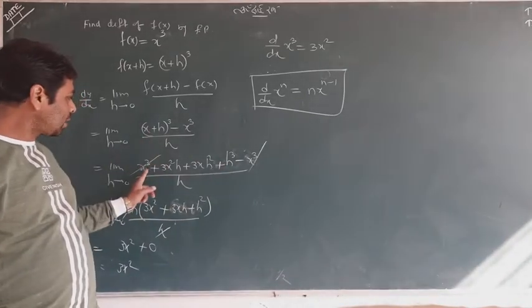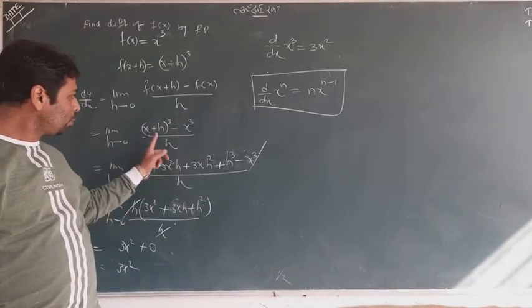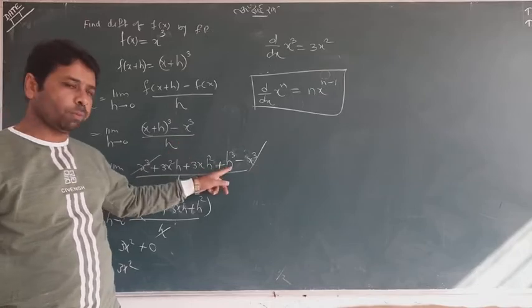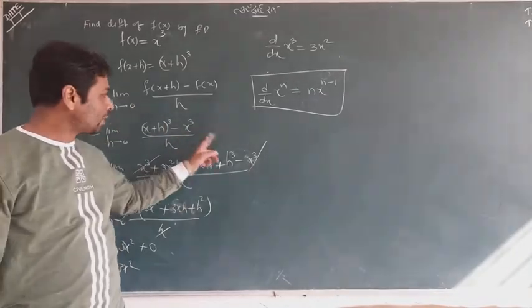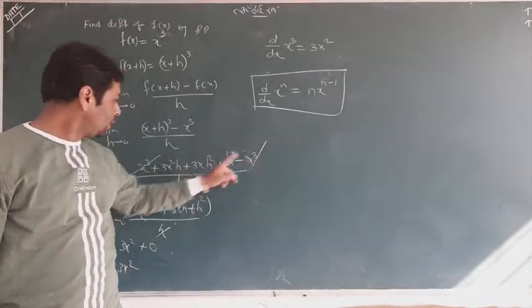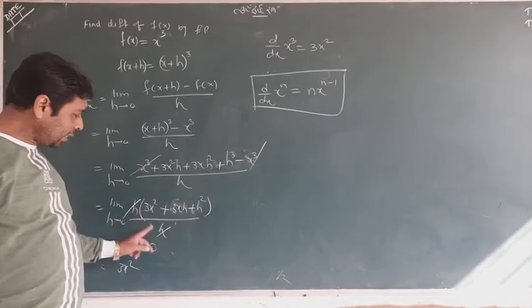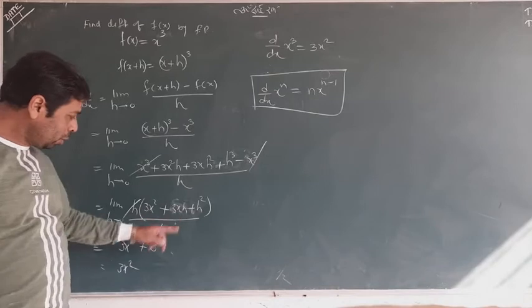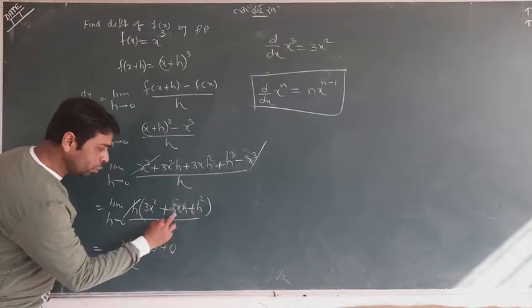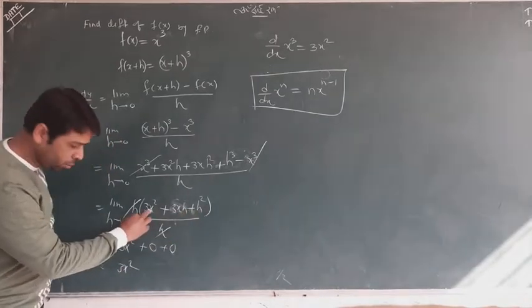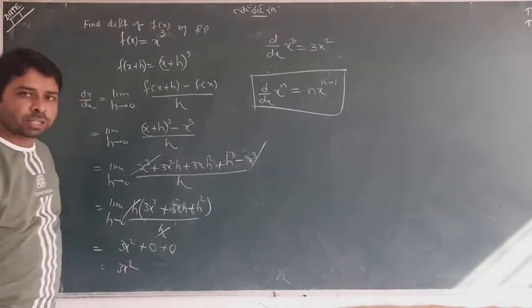It was x cube plus 3x square h plus 3xh square and h cube. We have 4 terms in the expansion, and x cube was left alone here. These two cancel. From the remaining, take out h common, and h and h will cancel. Put in the limit: all terms go to 0. This is 0, this is 0, but this is not 0. 3x square remains, and that is the answer.